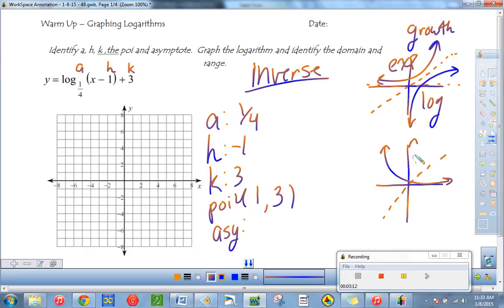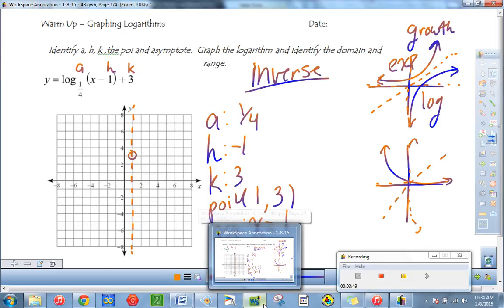The key, either way, is that this one's going to have a vertical asymptote instead. The exponential had a horizontal asymptote, so this one's going to have a vertical asymptote. So instead of y equals, it's going to be x equals. Take a wild guess what the x value is. 1. That's an x value, right? Does that make sense? So we got this guy. At x equals 1, vertical line. We've got 1, 3 is our big open circle, and it's the same as graphing exponentials.